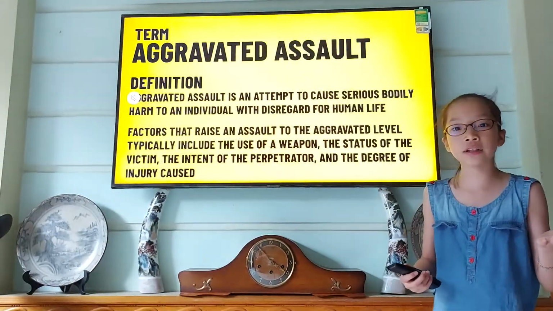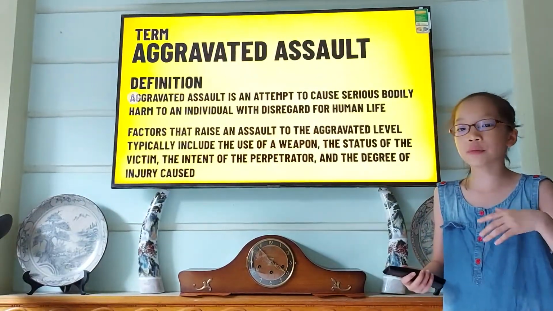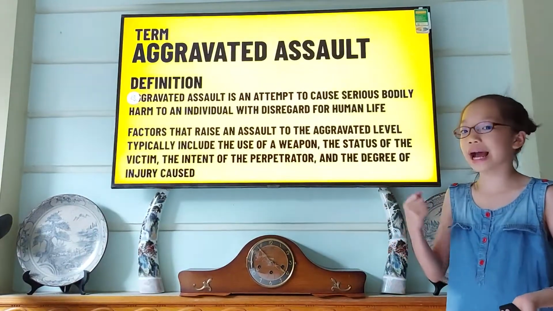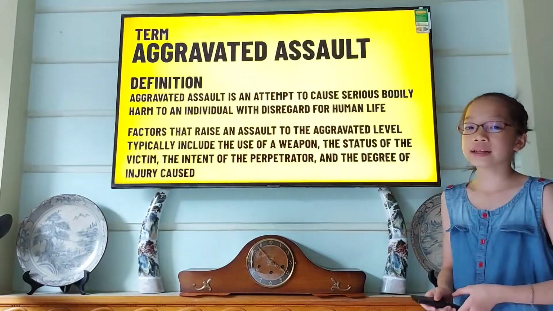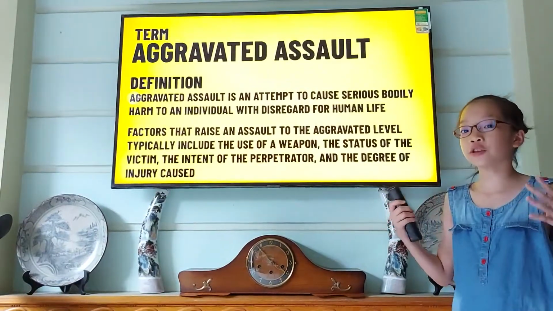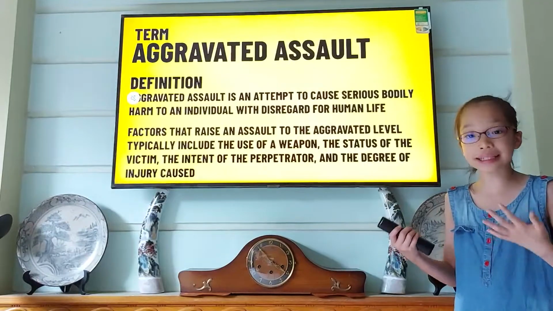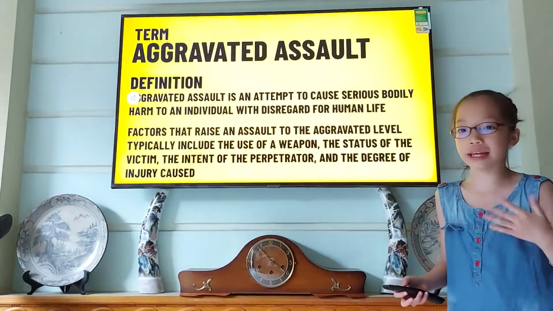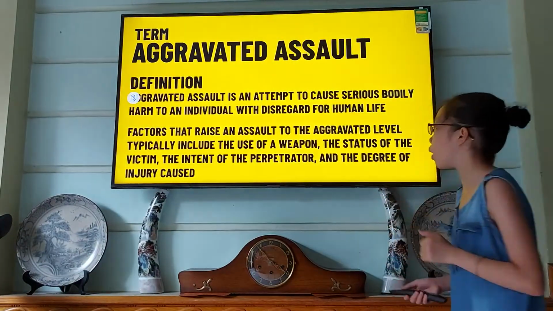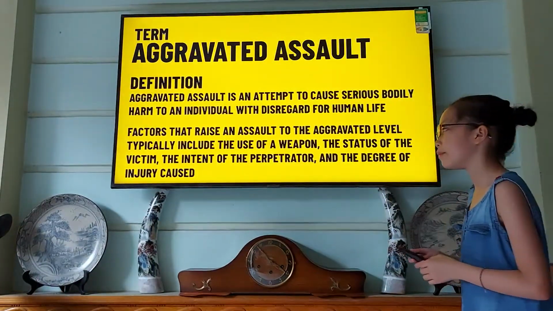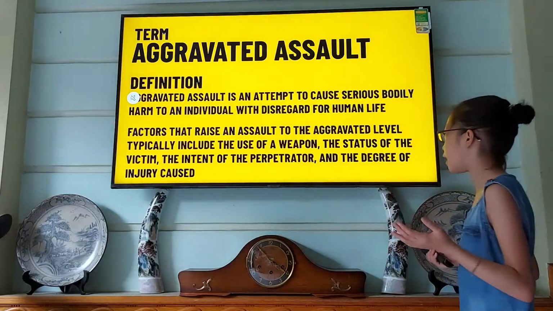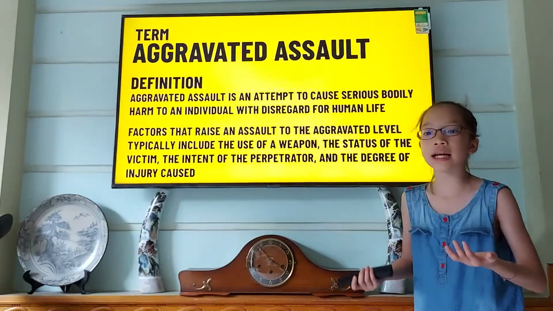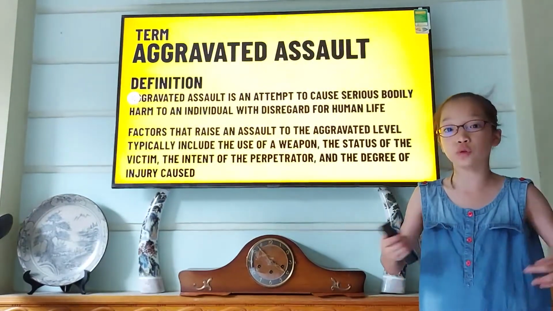You may see some video about a robber breaking into someone's house and they will use some weapon like a sword maybe, or a knife or a gun. If the owner of the house finds out there is a robber inside, the robber will attack the owner, the person that lives in the house. So the factors are the use of a weapon, the status of the victim, the intent of the perpetrator, and the degree of injury caused. Is it bad enough or is it just a normal injury?